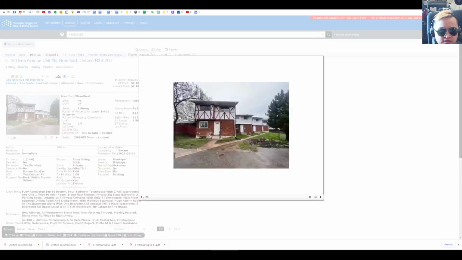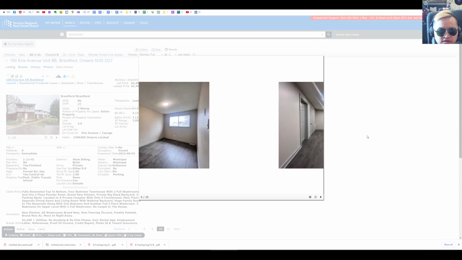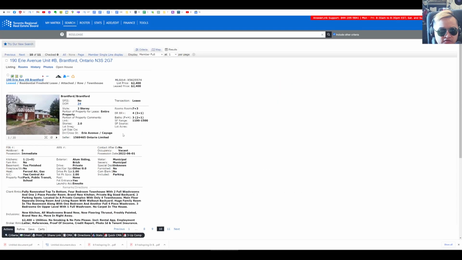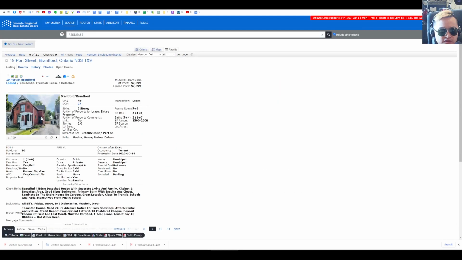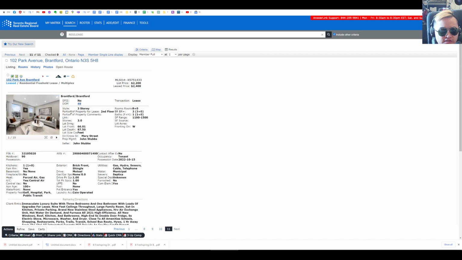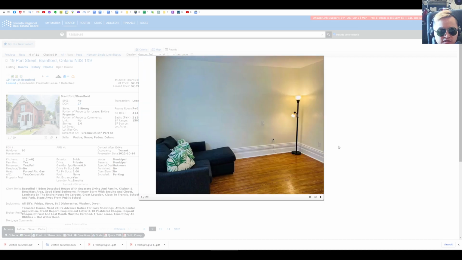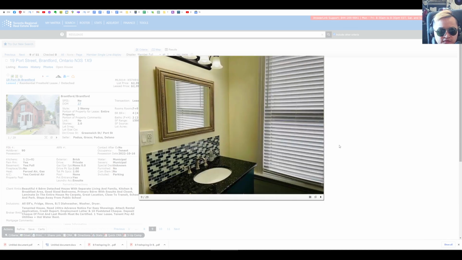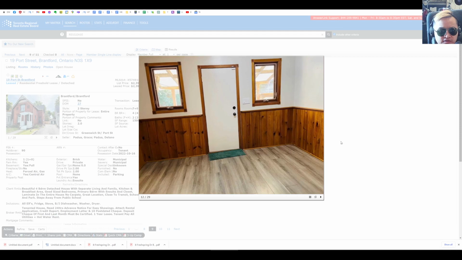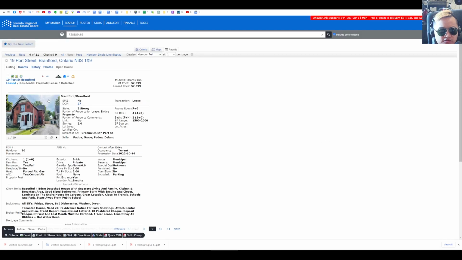Let's look at some other $2,000 ones. Also quite well renovated, 3-bedroom. These are entire properties. This is just a second floor. Again, this is the entire property for 2000 something. This house is a little bit older, but it does have 4-bedroom and 2 full baths.